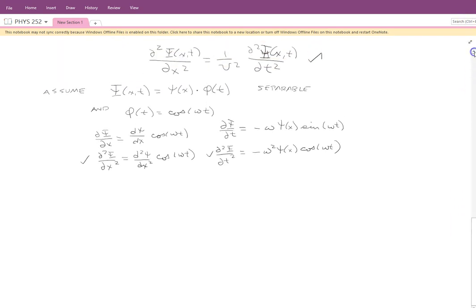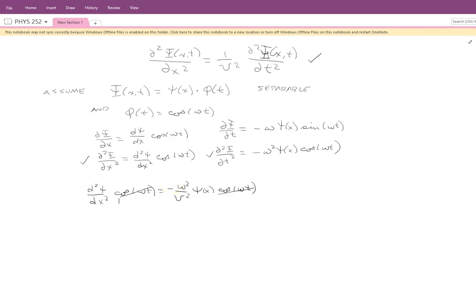If we do that, we'll make sure you can see the wave equation. There it is. What we're going to get is d squared little psi dx squared times the cosine of omega t is equal to minus omega squared over v squared psi of x times the cosine of omega t. All right, now you can see what happens. These cosine functions are going to divide out.